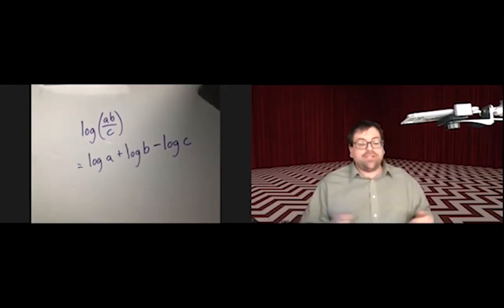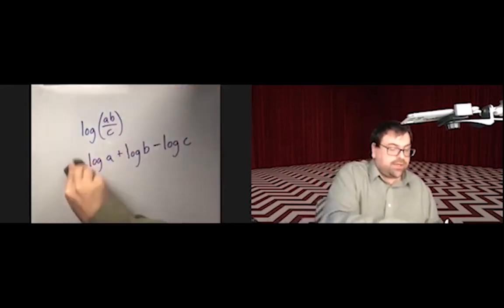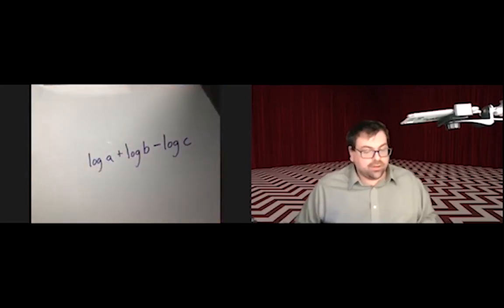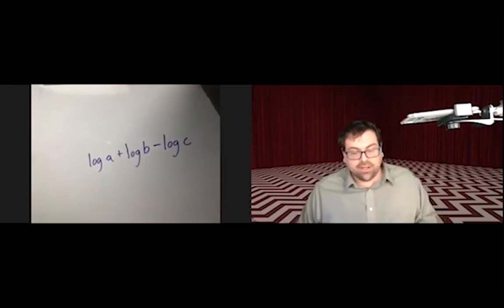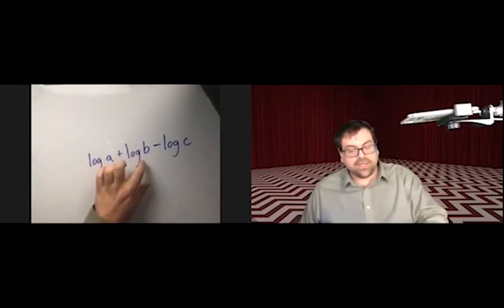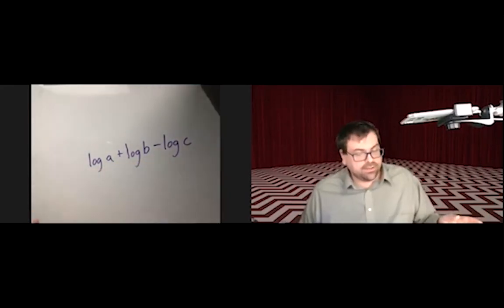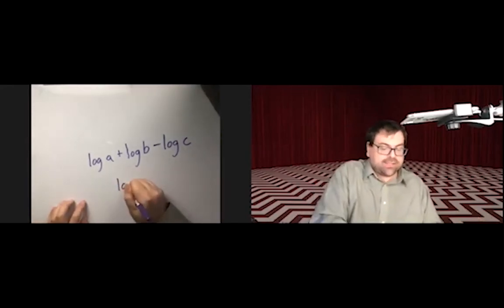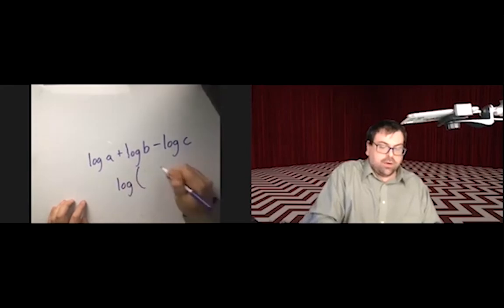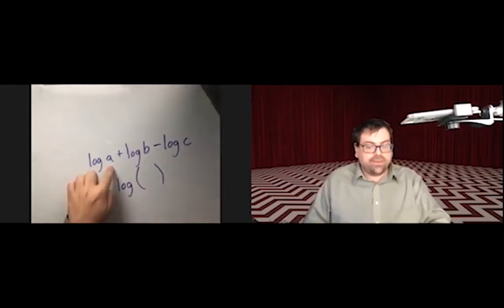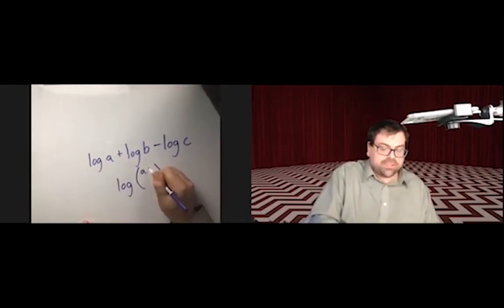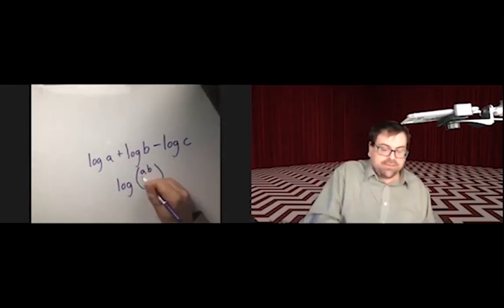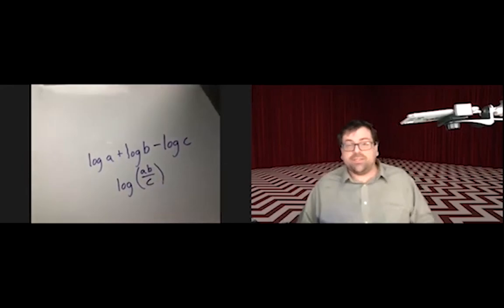These properties can be used in either direction. We can use them to condense too. Let's say we were given log of A plus log of B minus log of C. First, make sure all the log bases are the same, and they are. Since we're just adding and subtracting, we can write it as a single log where we're multiplying or dividing. Log A plus log B means we multiply A times B. Subtracting log C means we divide by C.